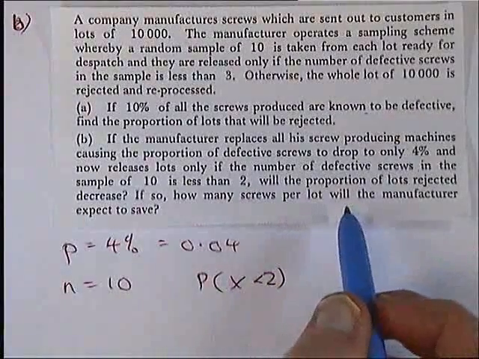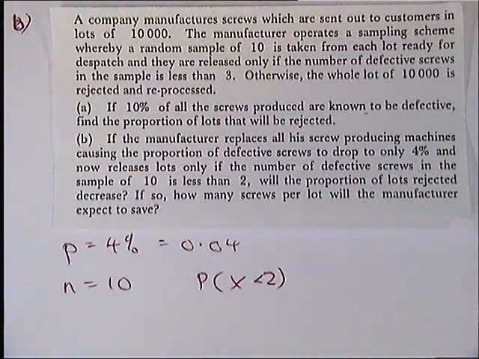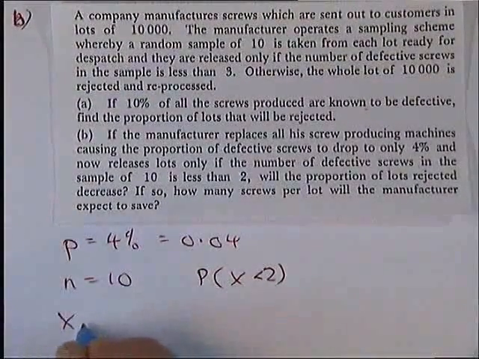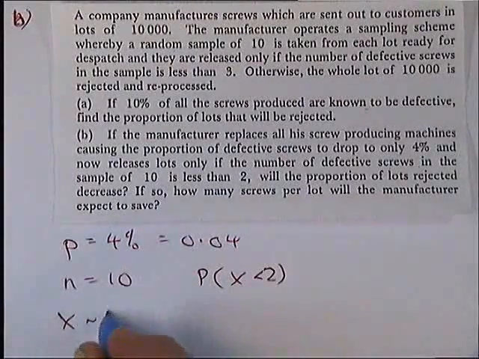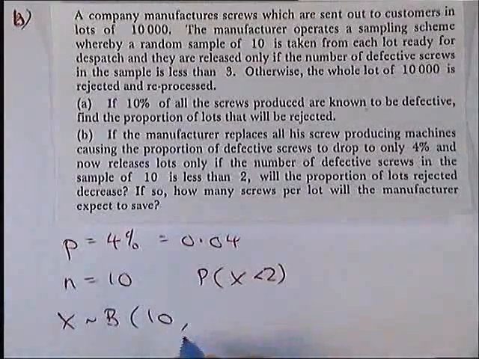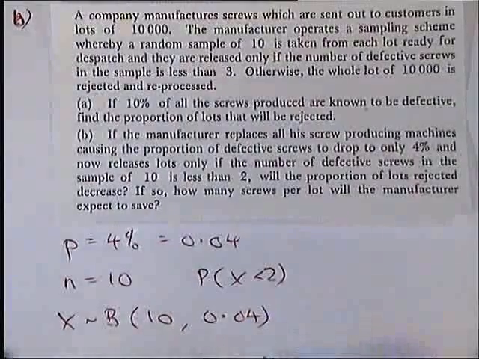Will the proportion of lots rejected decrease? If so, how many screws per lot will the manufacturer expect to save? So what we've got now, we still have our X, and before we said it's the number of defective screws, that's still true. It follows the binomial distribution. N is still 10, but the P value we're now using is 0.04.